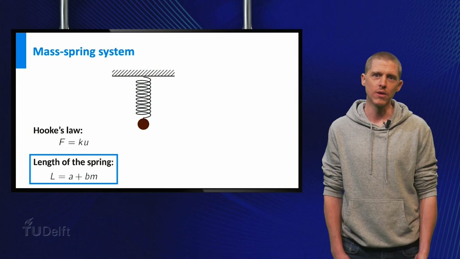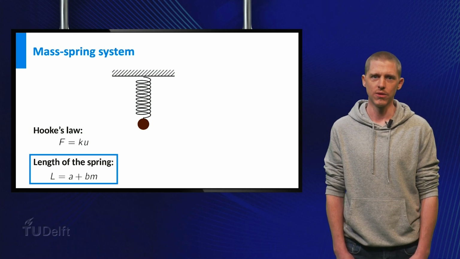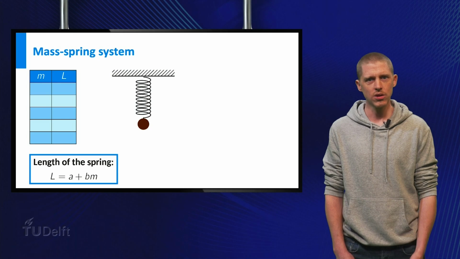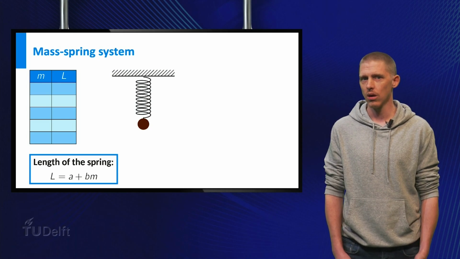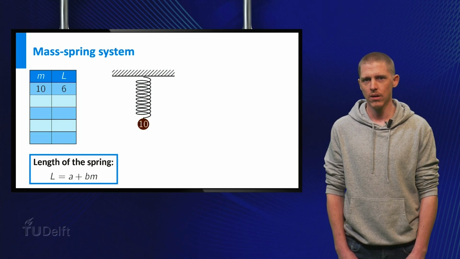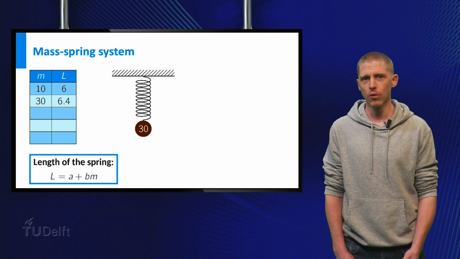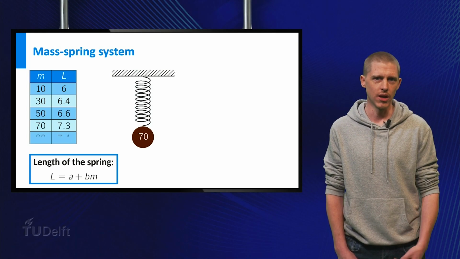To find the values of A and B, we can do some experiments and record the results of each experiment. I did 5 experiments, in which I hung several different blocks of wood on the spring and waited some time. As soon as the block of wood stopped moving, I measured the length of the spring. For a mass of 10 grams, I measured the length of 6 centimeters. And for a mass of 30 grams, I measured the length of 6.4 centimeters. The other 3 blocks of wood gave me these lengths.